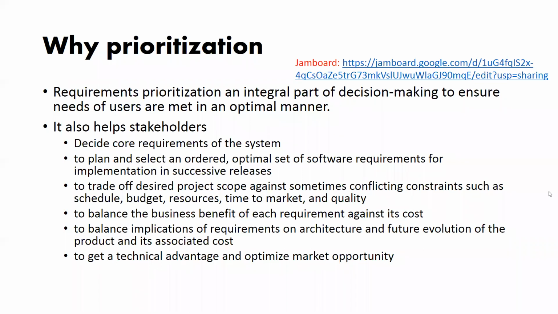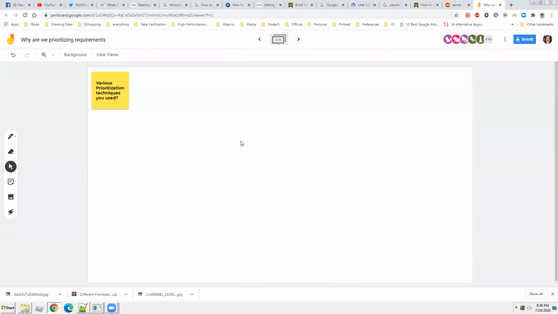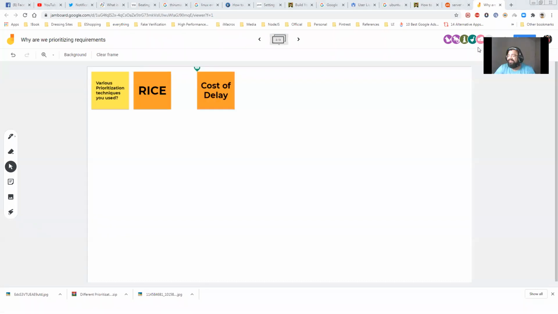Now I want to know. Let's go back to the Jamboard again, to the next page. Various prioritization techniques that you used in your work. Let's take 5 minutes again, and let's put what are the prioritization techniques that you used. RICE, okay, perfect. Cost of delay.